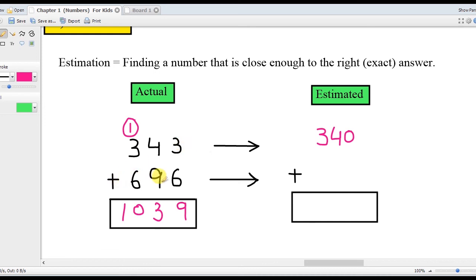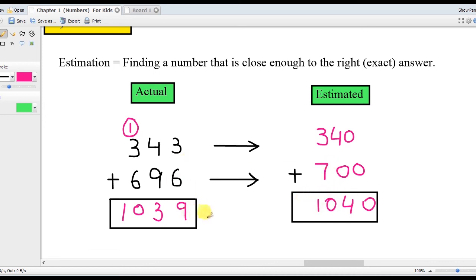Right? The next number is 696, which is close to 700. So let me just directly write it 700. Now just simply add it. So this is 0, 0, 0 plus 0 is 0, 4 plus 0 is 4, and 3 plus 7 is 10.